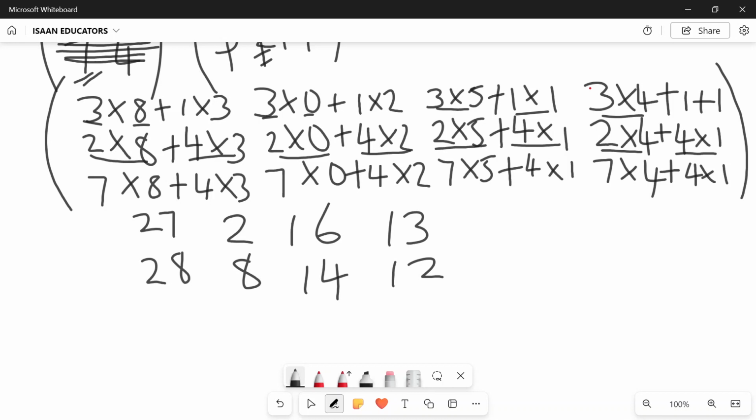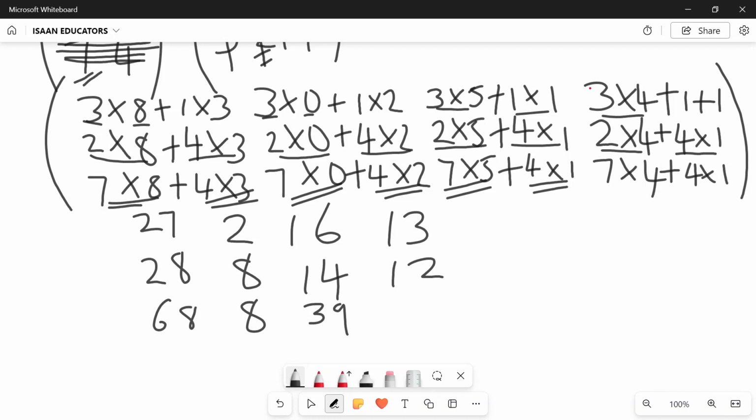So we proceed to the last row here. So 7 times 8 is 56. Then 4 times 3 is 12. So you are going to take 56 plus 12, which is going to give you a 68. Then you proceed. 7 times 0 definitely give you a 0. Then 4 times 2 is 8. So 0 plus 8 will give you an 8. Then we proceed on to 7 times 5 is 35 plus 4 times 1. 4 times 1 is 4. So 35 plus 4 will give you a 39.